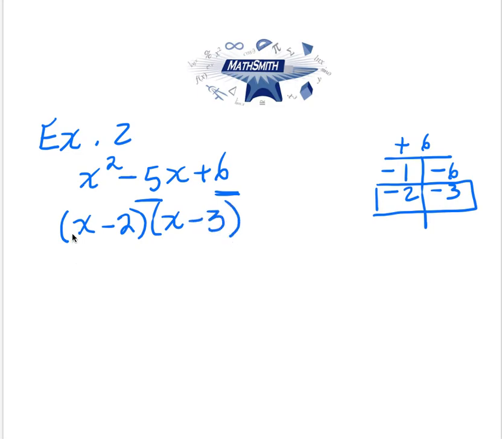If you refoil this, right, you're going to get x times x, there's my x squared. You're going to get x times minus 3, that's my minus 3x, minus 2 times x, that's my minus 2x, and both of those combine into minus 5x. And then lastly, negative 2 times negative 3, there's my positive 6 here.